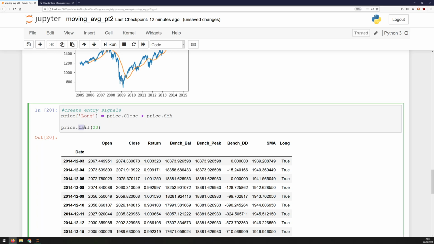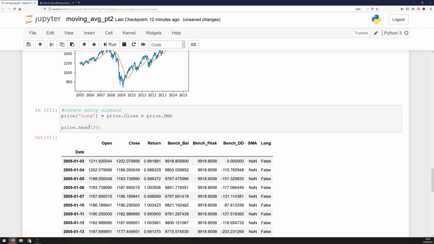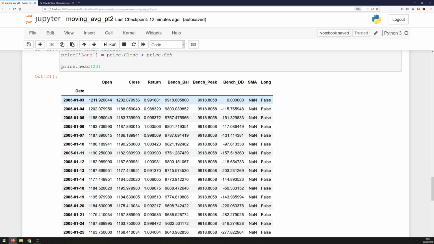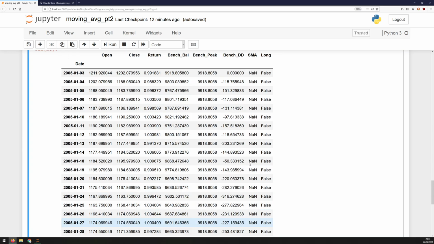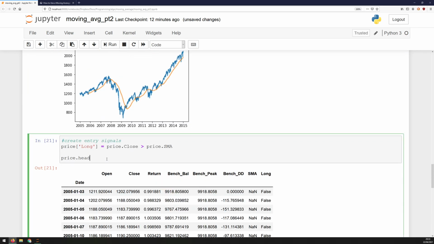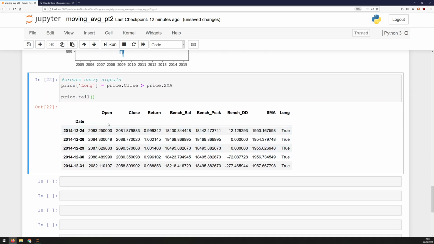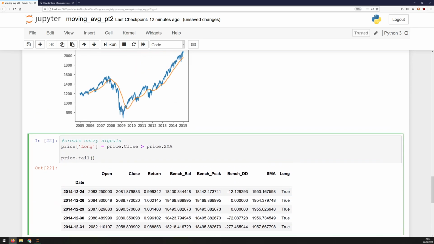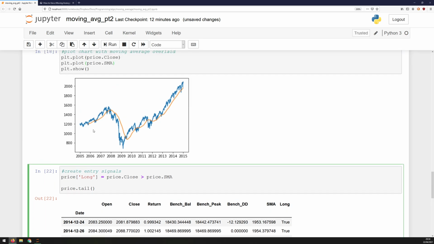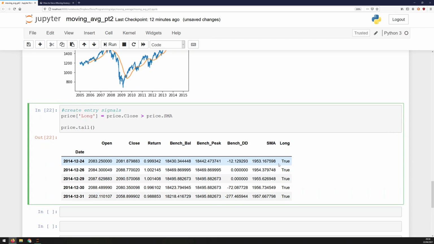I could display the head. And remember, at that point, it won't have calculated anything because I don't have a moving average yet. So all of these values are, well, there is no value there. So the long series is just giving me false for all of these entries here. So let's just change that back to tail and continue. Okay, so now I know when I'm entering the market, I know when the system is trading and when it's not.